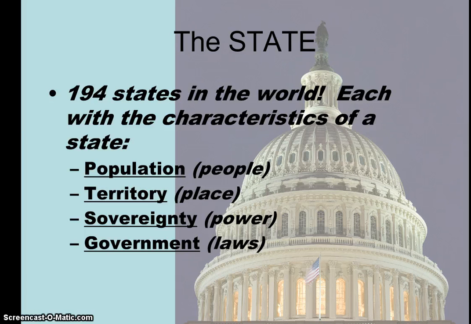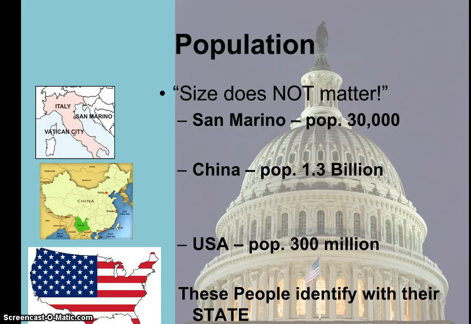Alright, there are 194 states or countries in the whole world, each with the characteristics of a state. These four characteristics are what you need to know. Population or people, territory or place, including borders, so we know where, for example, the U.S. and Canada end and begin. And then sovereignty, which is the power, and government, which will make and enforce laws. Right, population. Size does not matter. You can have a country of 5 people.